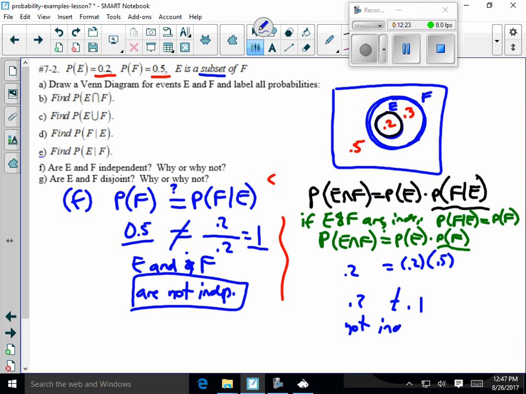Okay? So many books put that in as the independence test, but I actually think that's more of a consequence of independence. It's not really why it's independent. So I prefer this method where you pick one of the events like F, and you check the probability of F and the probability of F given E to see whether or not the probability of F is changing. Okay, let's move on.